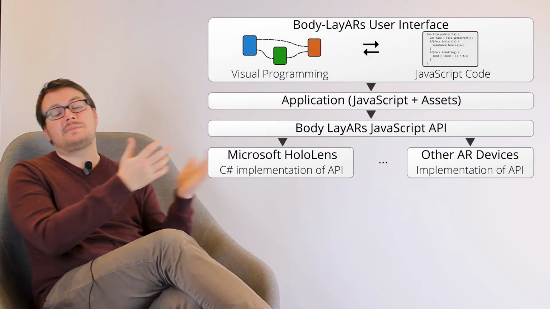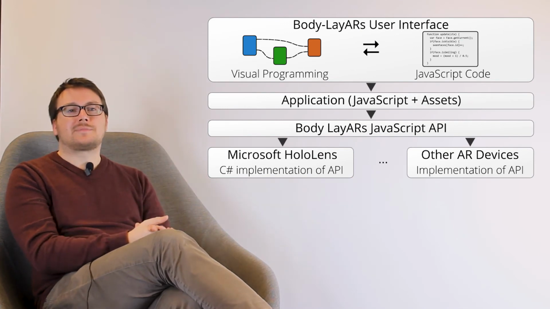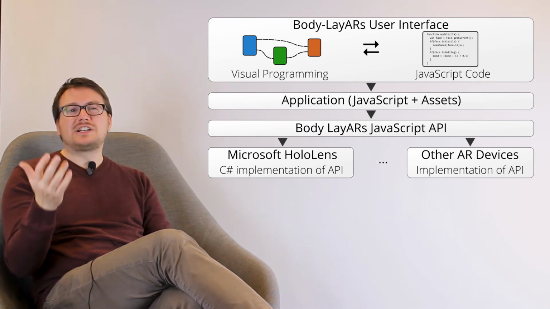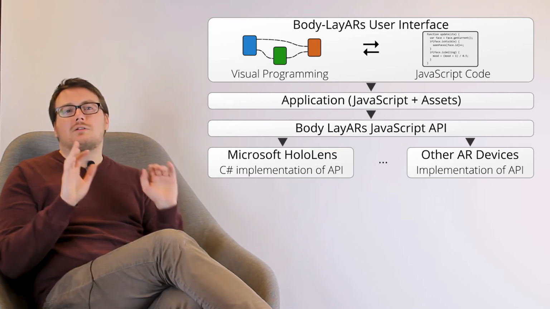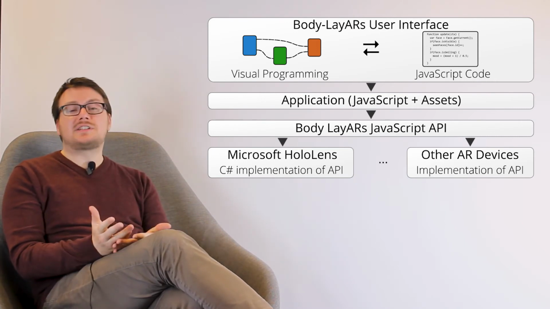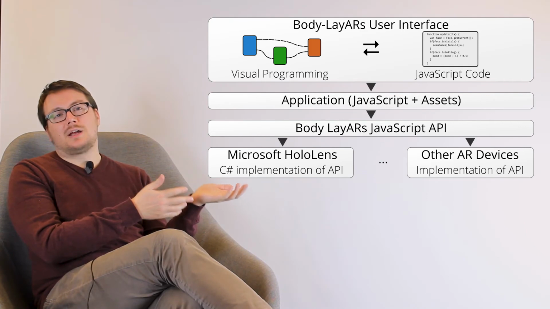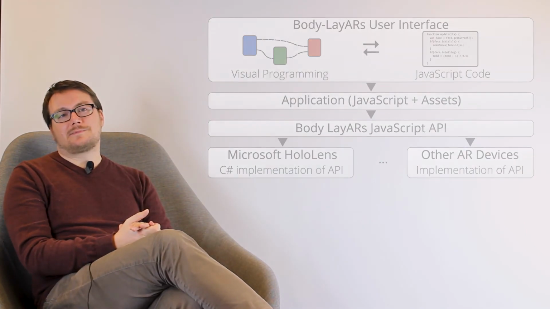For interfacing with actual devices, we defined an intermediate BuddyLayARs API. In application, this is really just a bundle of assets and JavaScript code. Right now, these bundles can be run in a host application on the HoloLens and a desktop application that we built. But we hope to extend this in the future to other devices as well.